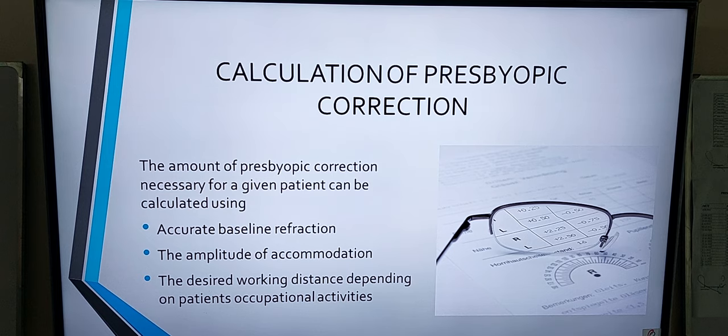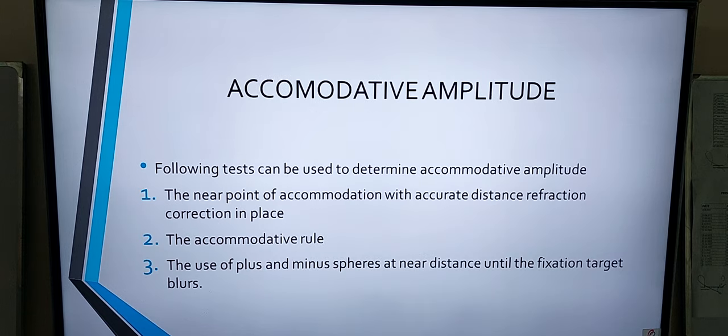Now we'll see how we can calculate the amplitude of accommodation. There are three tests that can be used. First, the near point of accommodation with accurate distance refraction correction in place. The patient's distance correction is applied, whatever it is, myope or hypermetrope. After the corrected refraction, the near point is assessed by asking the patient to fixate on a target while moving the target closer to the eye. When that object becomes blurred for the patient, that is the near point of accommodation.